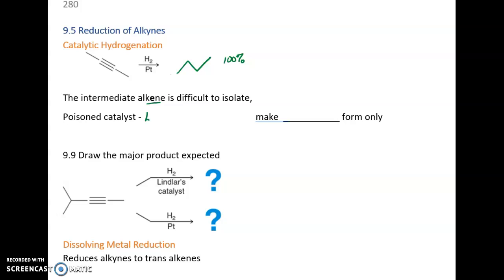It's called a Lindlar catalyst, or we can use a nickel bromide compound. This makes the cis form only. So if we have this alkyne down here and we use the Lindlar catalyst, we would expect to get a cis double bond in here in place of the triple bond.